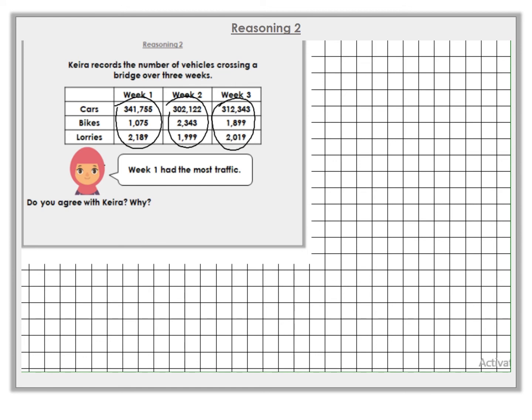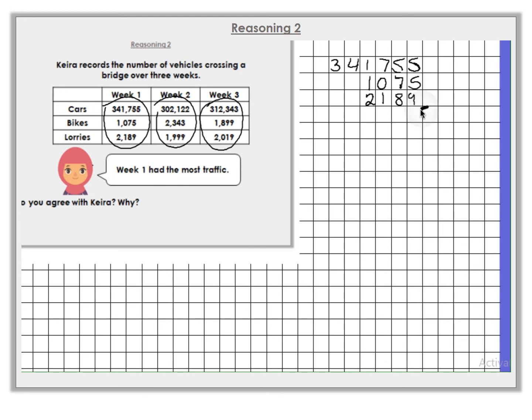So week 1, I've done a grid here, but hopefully it'll be easy for you to see. So 341,755. Add 1,075. Add 2,189. I'm just going to grab that 5 out because it's not very easy to see. Okay, so now we need to add these all up together.